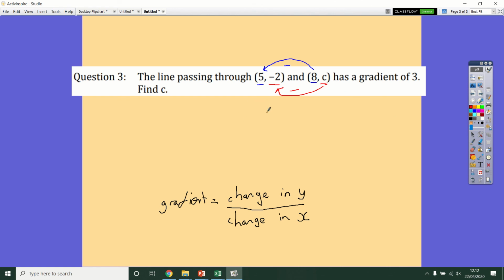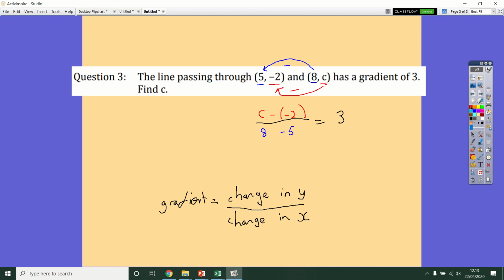And then let's write that down. So c subtract negative 2 divided by, and then change in x is 8 minus 5. Okay, and that's written down. That's the sum that would work out the gradient, but actually we're told what the answer is. We're told what the gradient is, it's 3. So I'm going to make this sum equal to 3. Okay, and now what I've got is an equation that's got my missing number in it that I can hopefully work out.